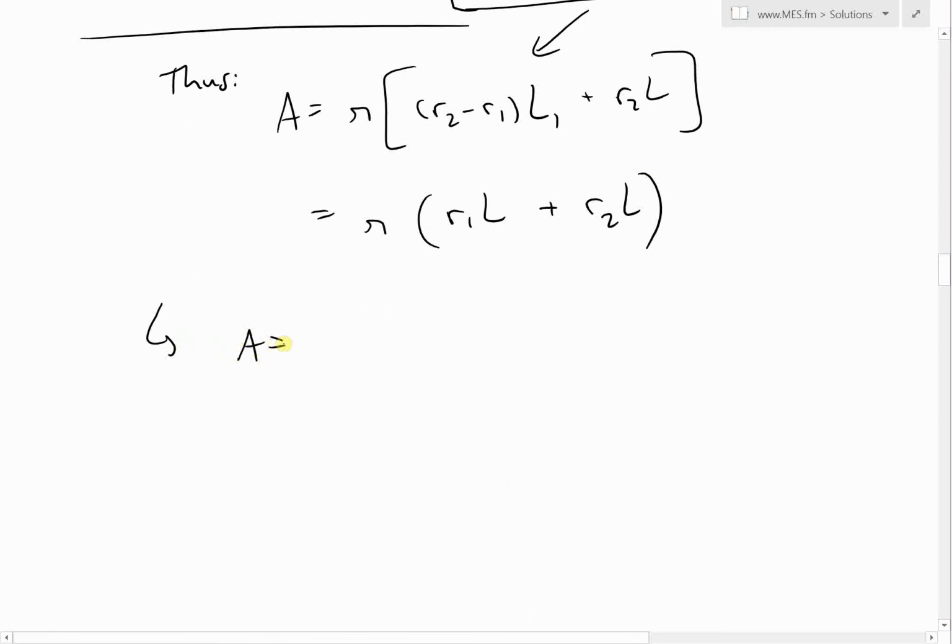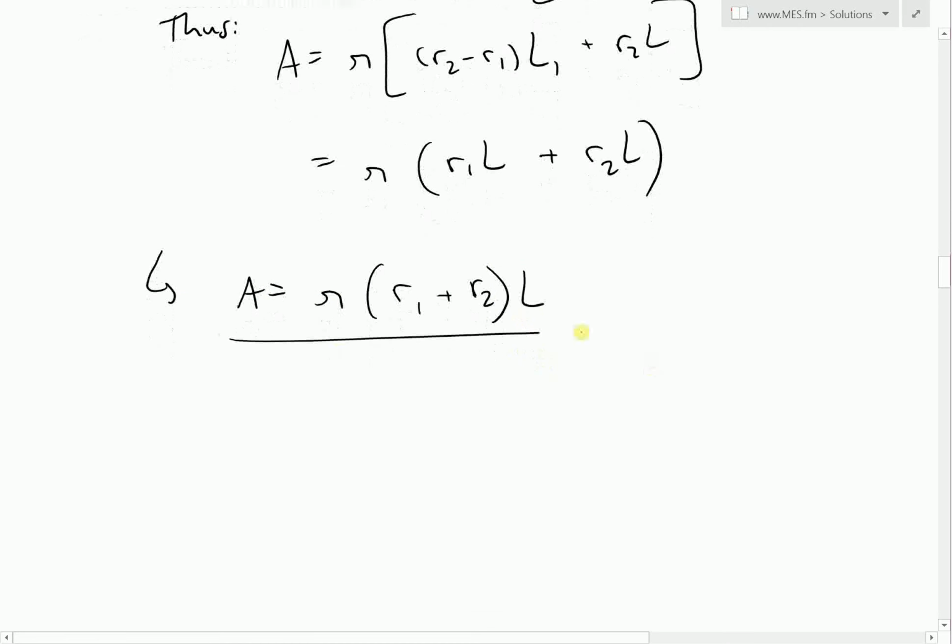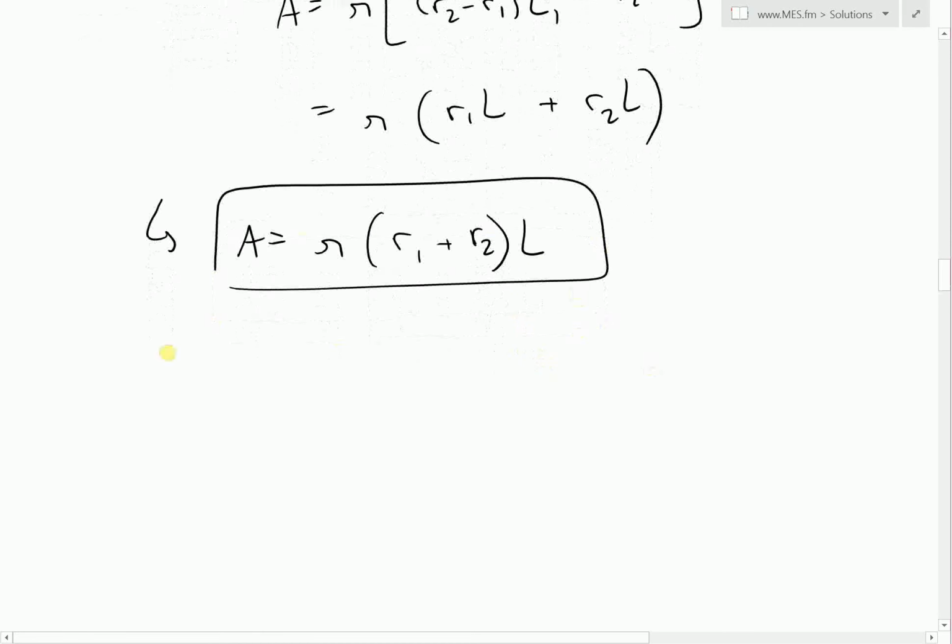And just here we could factor out the L, so the surface area of that band is equal to pi times (R1 plus R2) times L, like that. So there it is.